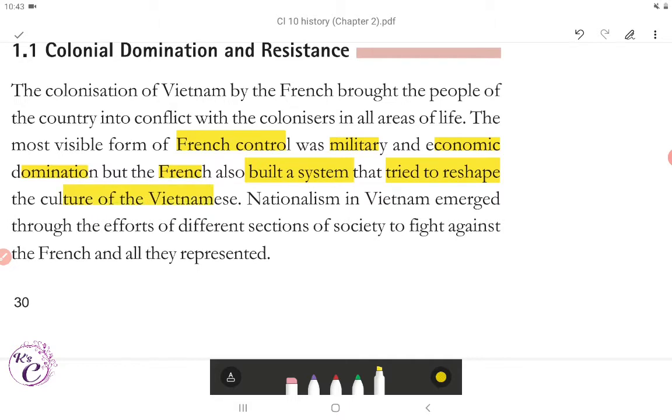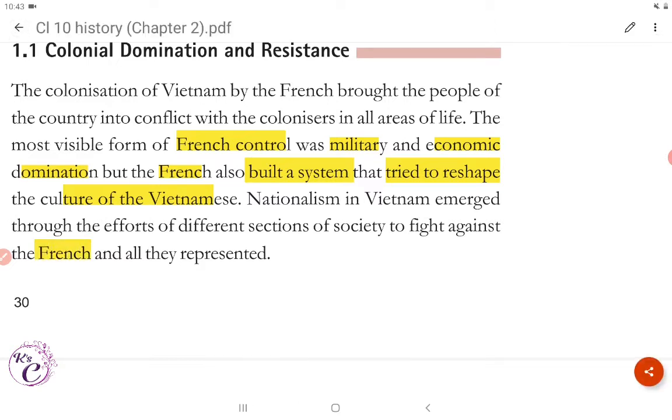Nationalism in Vietnam emerged through the efforts of different sections of society to fight against the French and all they represented.